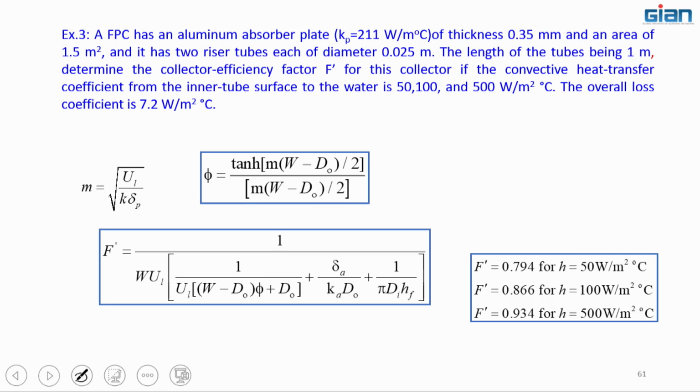if the convective heat transfer coefficient from the inner tube surface to the water is 50, 100 and 200 watt per meter square degree Celsius, and the overall heat transfer coefficient is given. If you do this, then for different cases you can have different values, and from these calculations, what information can you actually take? As you go on increasing this H value, you can see these values increase.